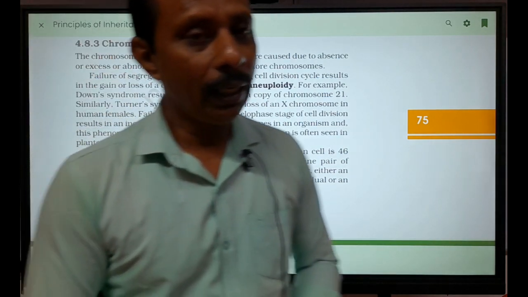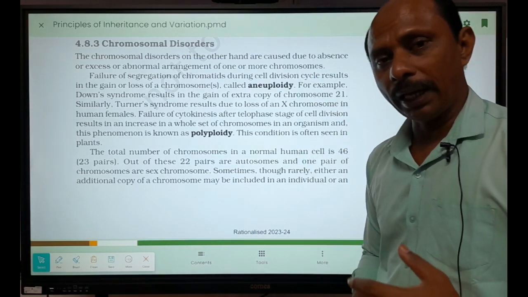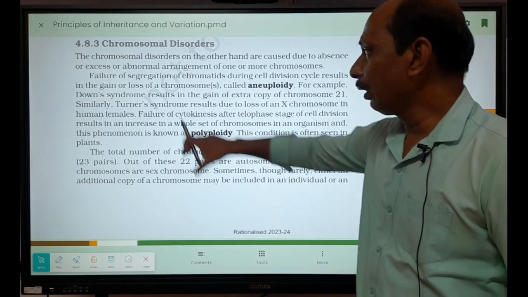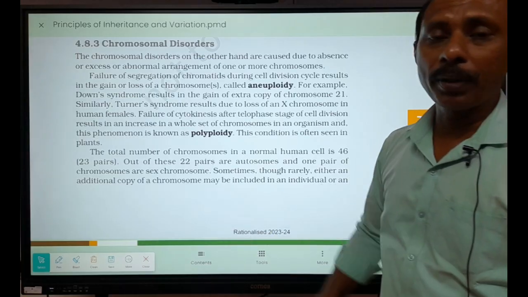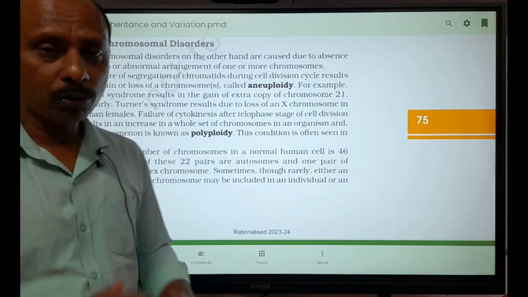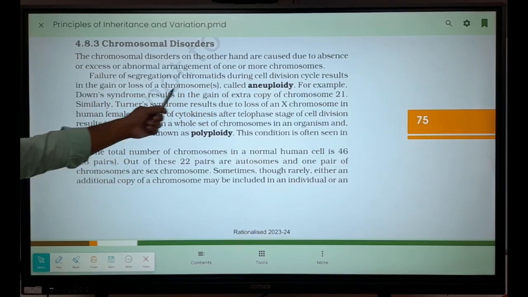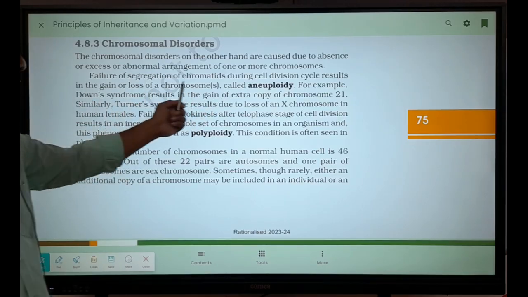And you understand, it is due to the prophase, it is due to the anaphase first or due to the anaphase second. Failure of the segregation of chromatids. So chromatids segregate in anaphase second, right? Chromosomes segregate in anaphase first. This results in the gain or loss of chromosomes called aneuploidy.